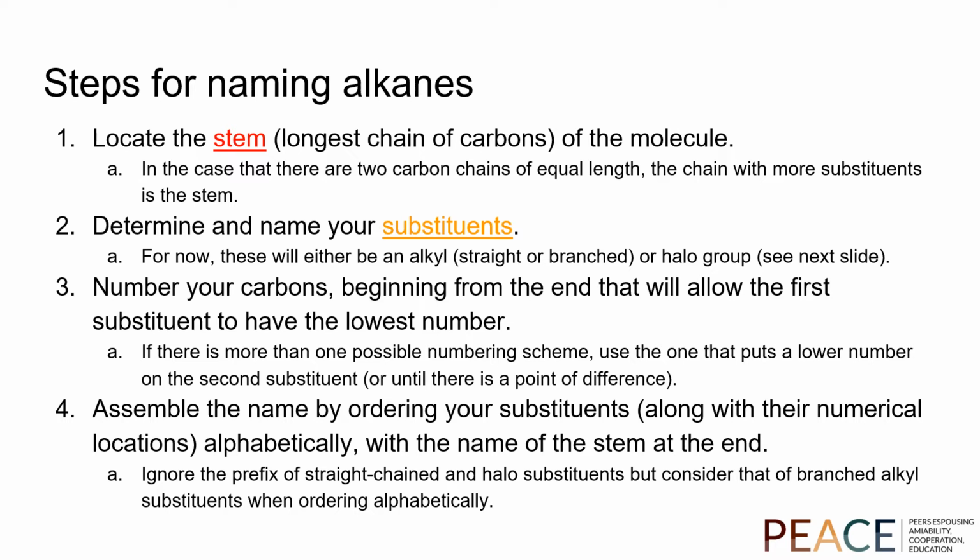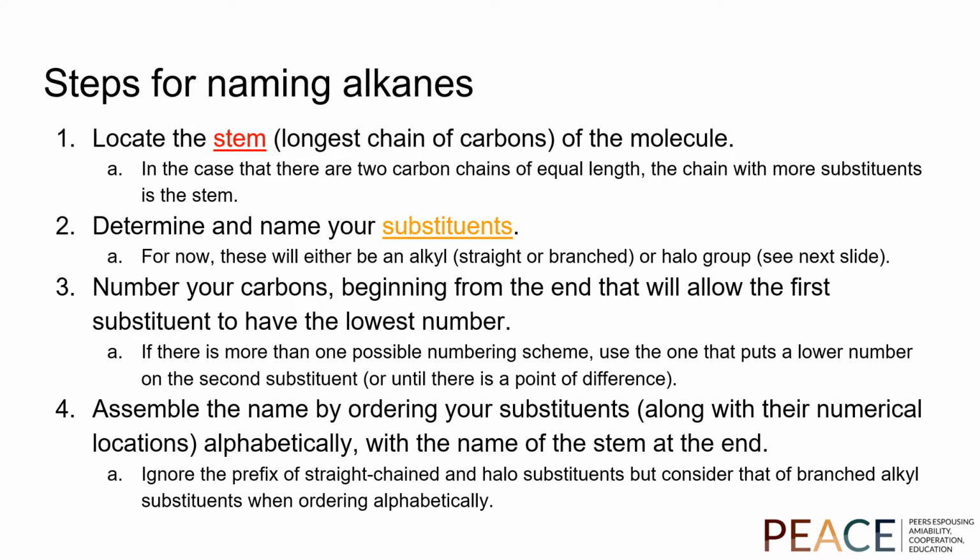Third, to index the locations of each of the substituents, we'll need to number the carbons, beginning from the end that will allow the first substituent to have the lowest number. If there is more than one possible numbering scheme, use the one that puts a lower number on the second substituent, or until there is a point of difference.